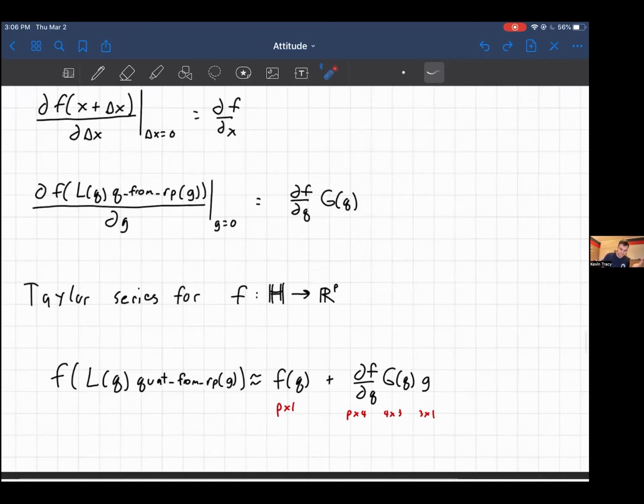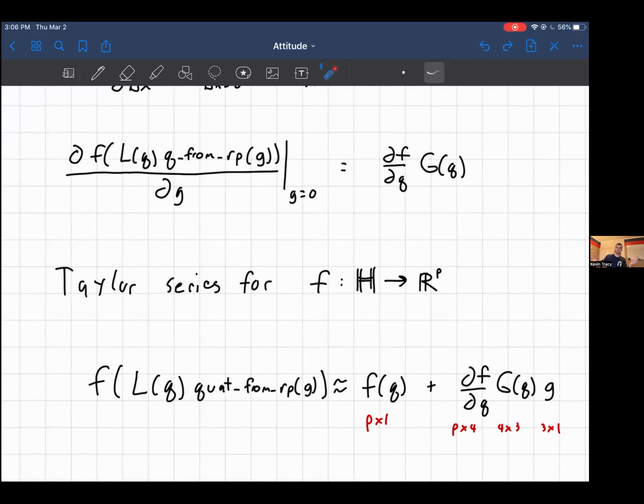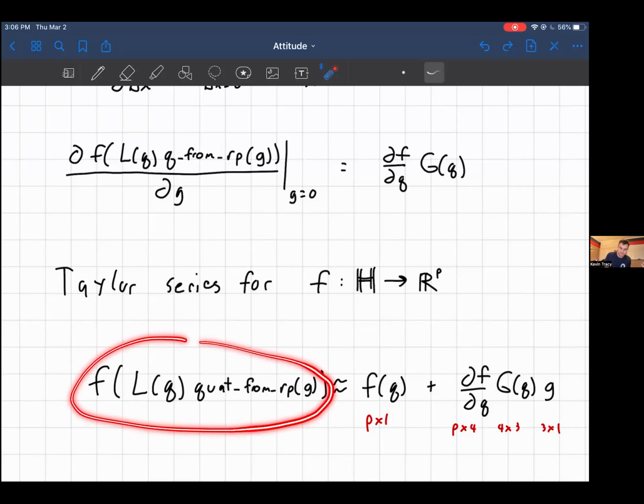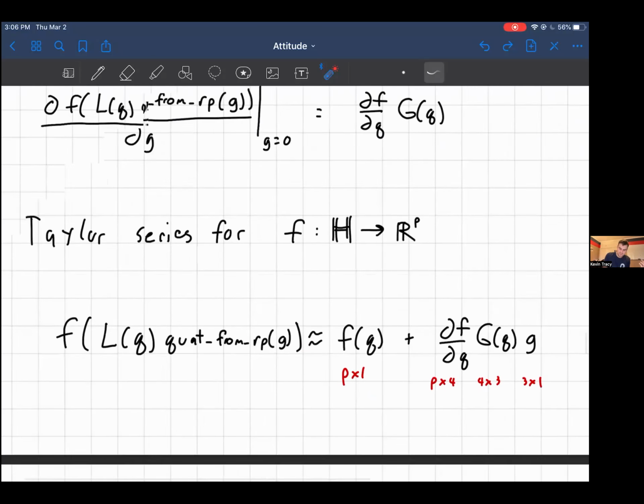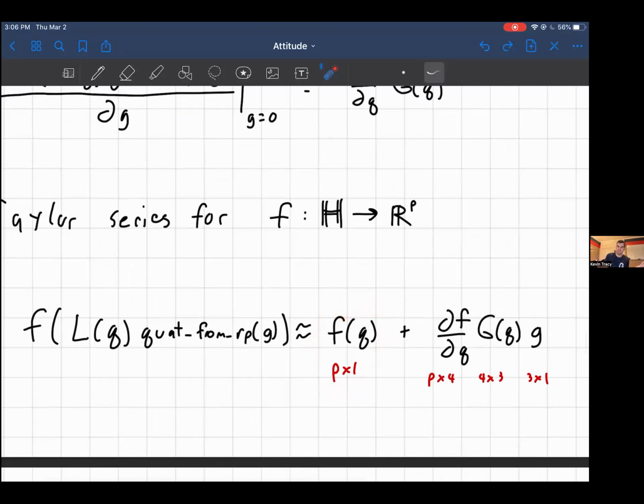So the first thing we'll look at is a Taylor series for some function where I take in quaternions. Remember, h is unit quaternions, or just any quaternions. So say I take in an h and I output some vector. And say I want the Jacobian of this thing. I take this right here, which is how I apply this update. What this gives me is f of q, the current value of the function f. If g is all zeros, then this is the identity quaternion, and LQ just equals q. So I have the current value, just like a normal Taylor series.